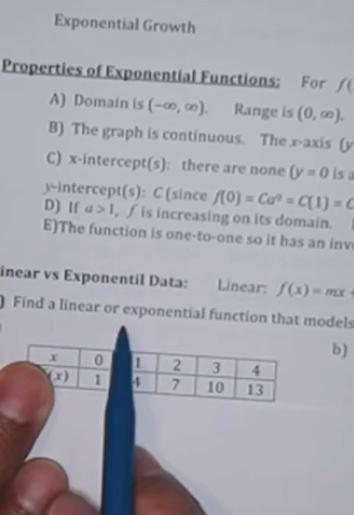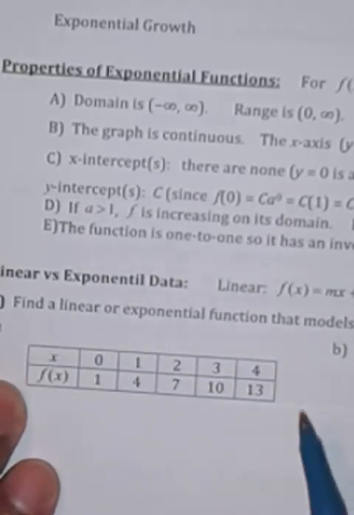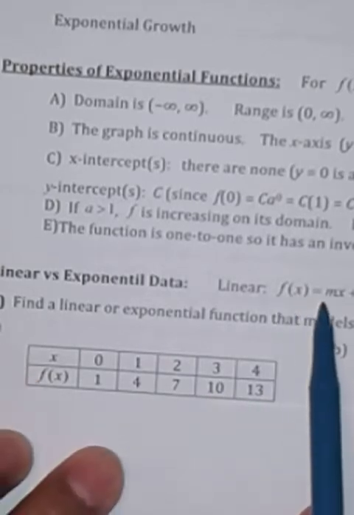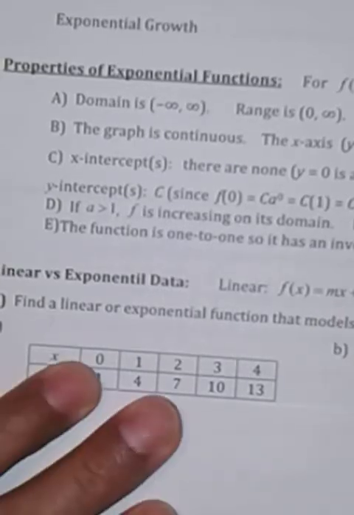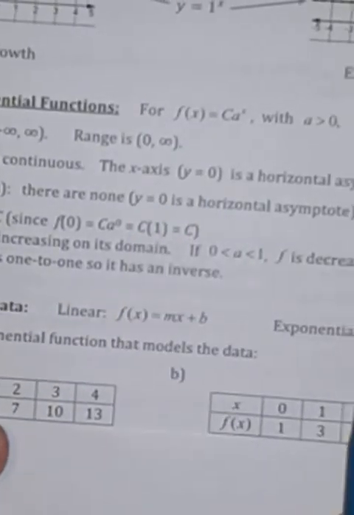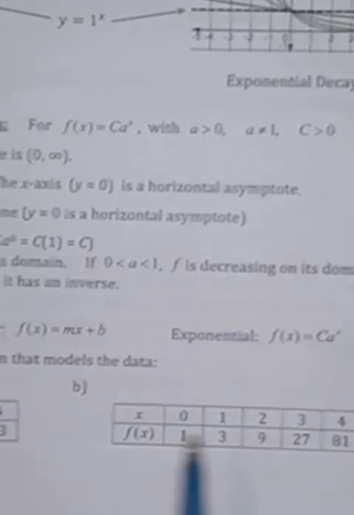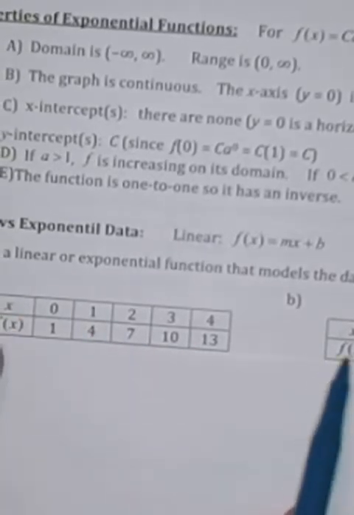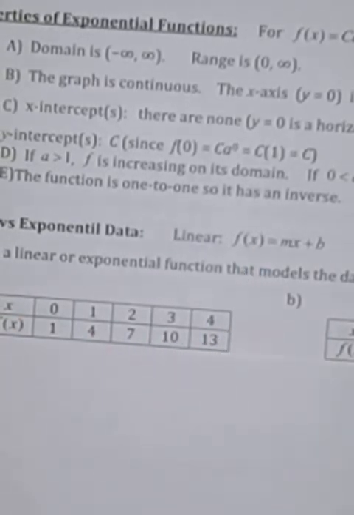Let's take a look at an example here. It says, find a linear or exponential function that models the data. So how do we know which one it is? Remember the linear are of the form f of x equals ax plus b, or mx plus b. And the exponential, which are the new ones we're looking at, are f of x equals c times a to the x. What's the difference? The linear has a slope, right?